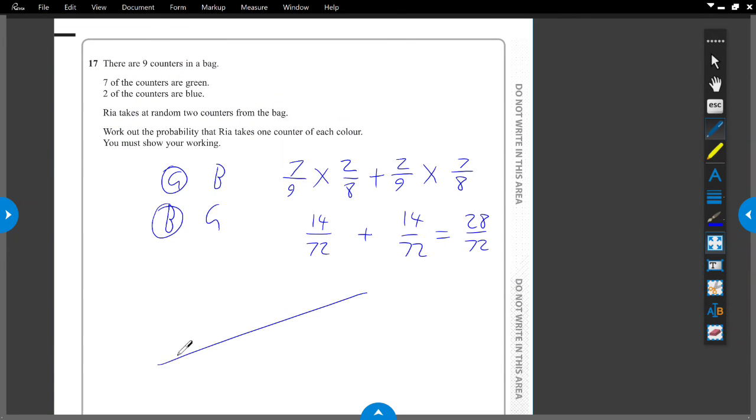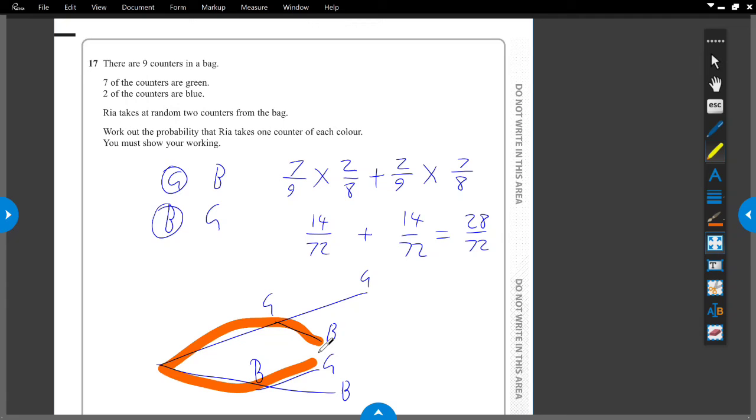If we wanted to, we could draw a tree diagram here. So we can list, we get green, green or blue. If we go down, we're getting blue, so that'd be blue, green, blue, like so. And then we could highlight the ones we're trying to get. So we're trying to get either of those two events, and we could think about it that way.